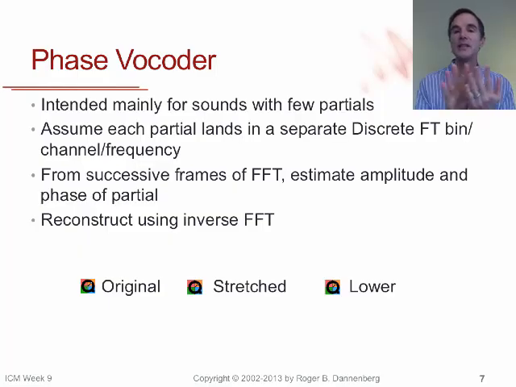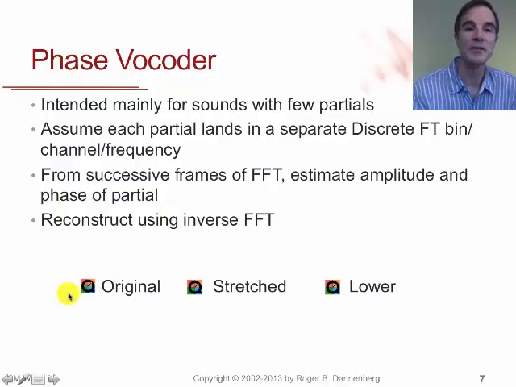The reason phase is important is when you do reconstruction, you can stretch the spacing of the frames, which puts the frames farther apart, which means the phase is going to change. And the phase vocoder actually does correction of the phase to reconstruct the partials as if they were taking more time. So here are some examples of the phase vocoder.